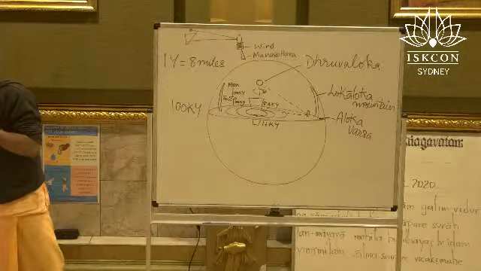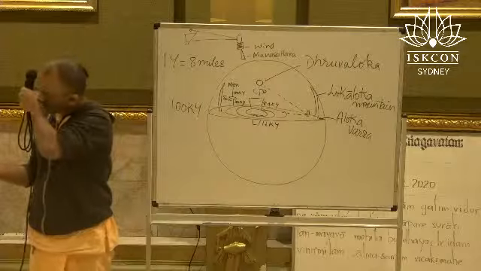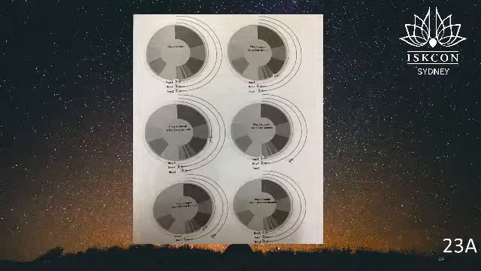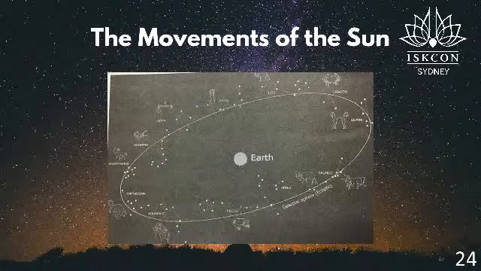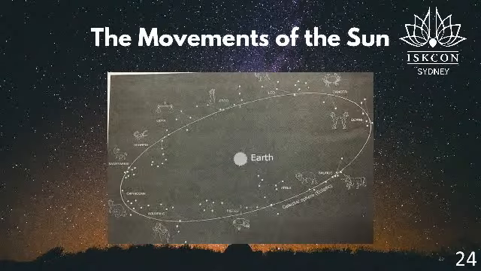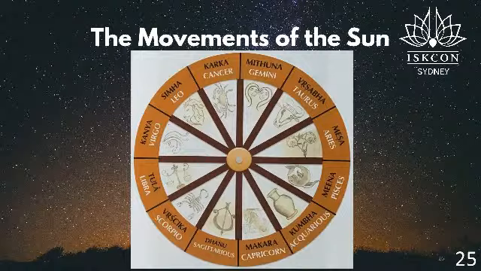So if you look at the, let's go forward. This is slide 24, movement of sun. So you have earth and you have sun. And these are the different signs of the zodiac you see in the path which is traversed by the sun. We discussed it last week. Okay, this is of interest to us. Movement of sun. This is slide 25.